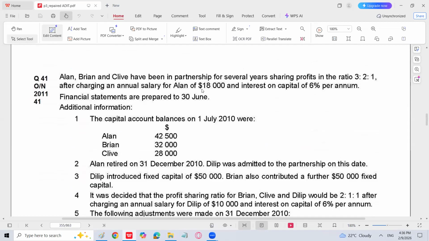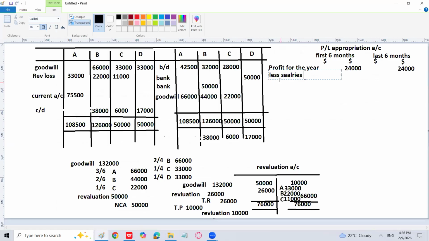So Alan will get salary for the first half because after 6 months, he was not a part of the partnership business. He was not a partner. So 9,000 salary we have to pay Alan for the first 6 months. I will write here A, and I will subtract here his salary, which is going to be 9,000.